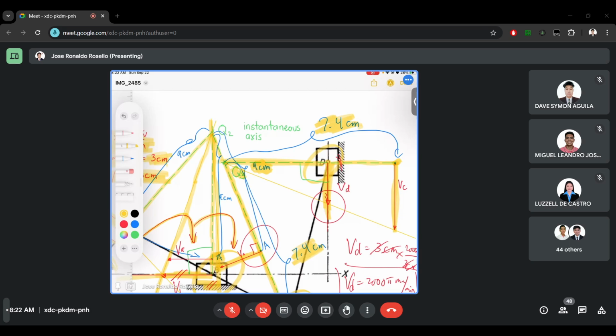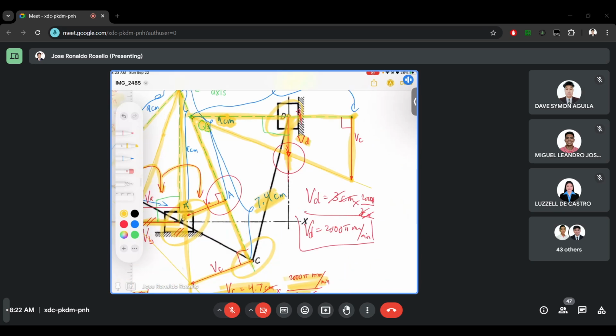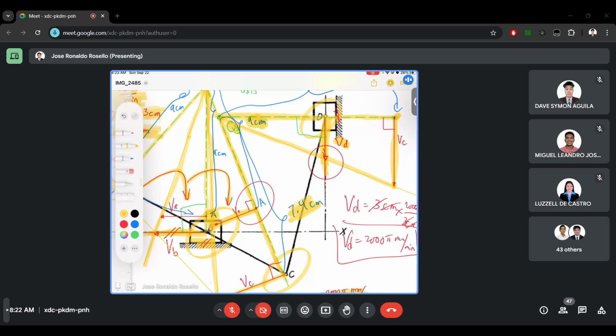Once we copied its vector, which is also perpendicular, we'll make a proportionality line to make similar triangles. The intersection of the direction of velocity D with this proportionality line will be the velocity D. So since velocity D is now determined, let's measure it with a ruler. It is found out to be 3 centimeters also. So if we multiply it with the velocity scale, we will have 2000 pi mm per minute.